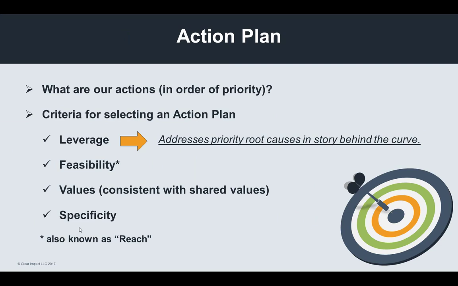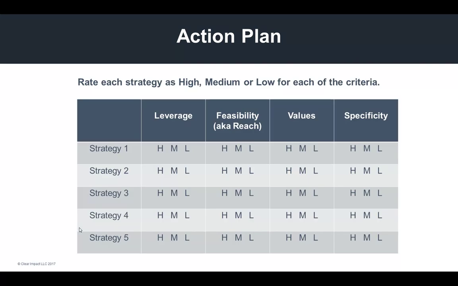When developing the action plan, remember to create and maintain an order of priority. You will also want to ensure that you use all 4 criteria to include leverage, feasibility, values, and specificity, otherwise known as reach. The who, what, when, where, and how questions work well for this. If you're specific about what will be done by whom, when, where, and how, then you can avoid a vague action plan. This will go a long way toward a successful implementation.